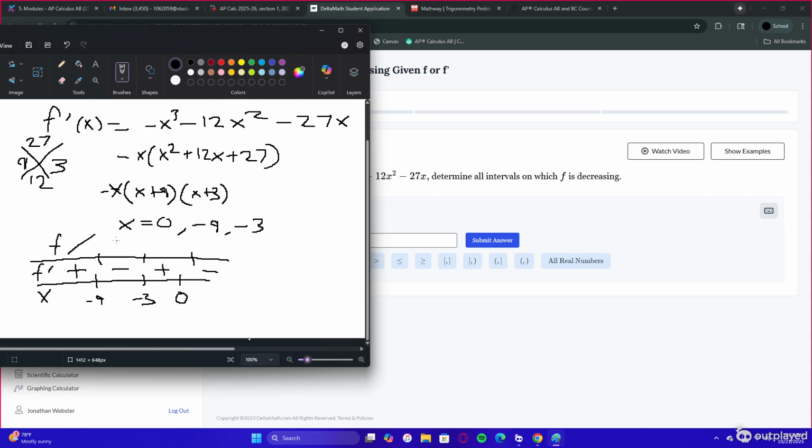So increasing, decreasing, increasing, decreasing. And we're looking for where f is decreasing. So it'd be right here and right here, or from negative 9 to negative 3, and from 0 to infinity.